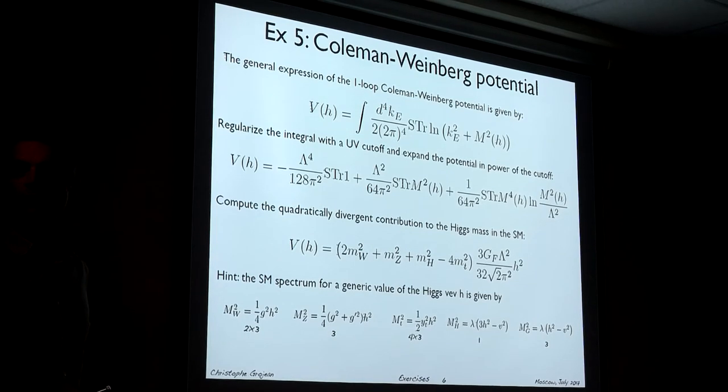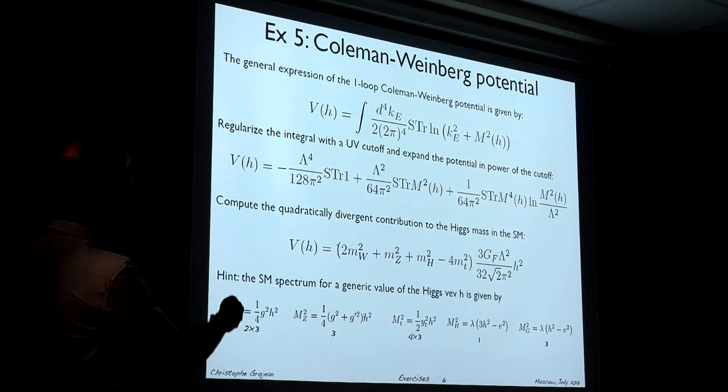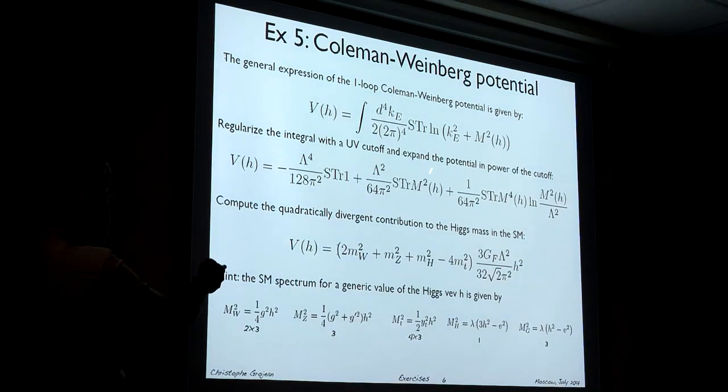That's very similar to the loop integral that we did this afternoon. So it's an integral over the Euclidean space. So d^4 k_E, right? So it's 2 pi squared for the integral over the angle, times d k_E over (2 pi)^4, and then you have a supertrace of the log of k_E squared plus m squared. So that's a normal integral, right?